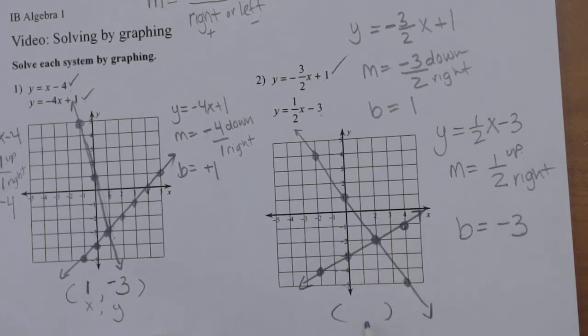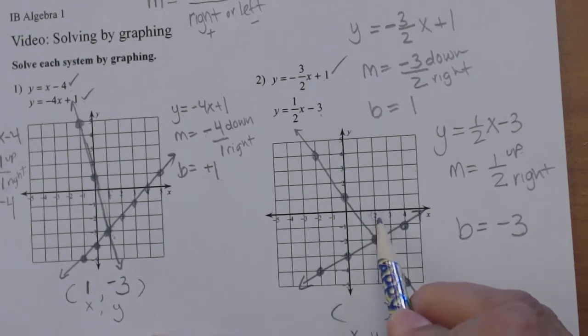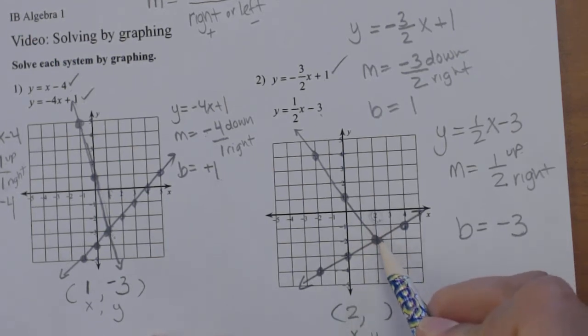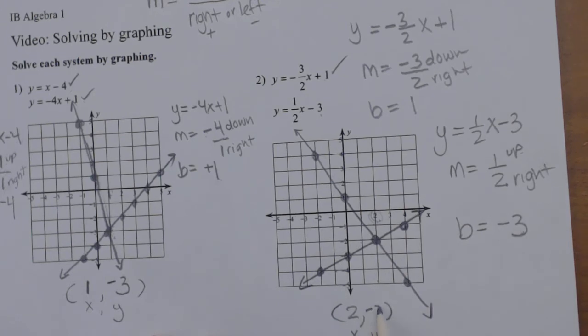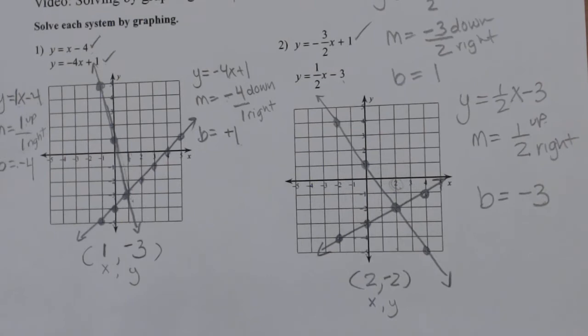So I have to write down my ordered pair. Remember, it goes x, y. So let's go over to x. X is 2. And then y, we go down to negative 2. So that's how you graph those two equations.